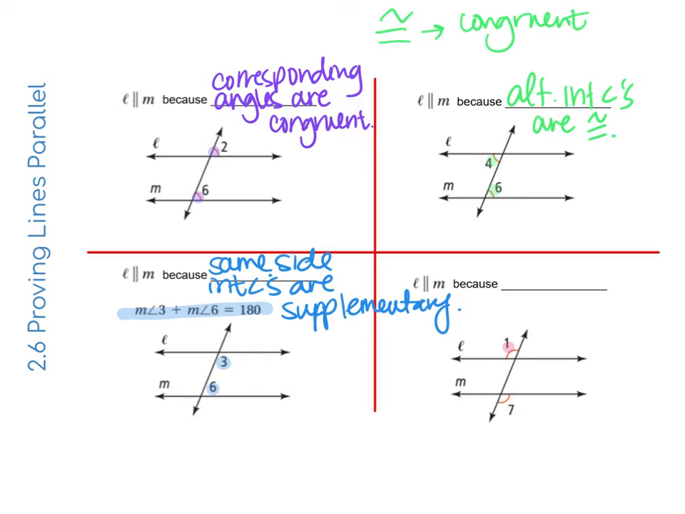Okay, and then lastly, in this one, I have 1 and 7. Again, we see that those are marked as congruent, so I can say because those are alternate interior angles, or sorry, alternate exterior angles, because those are congruent, we know those lines have to be parallel. So again, we're doing the opposite. So I see a pair of congruent angles or I see a pair of supplementary angles, and I use that information to determine whether the lines are parallel.